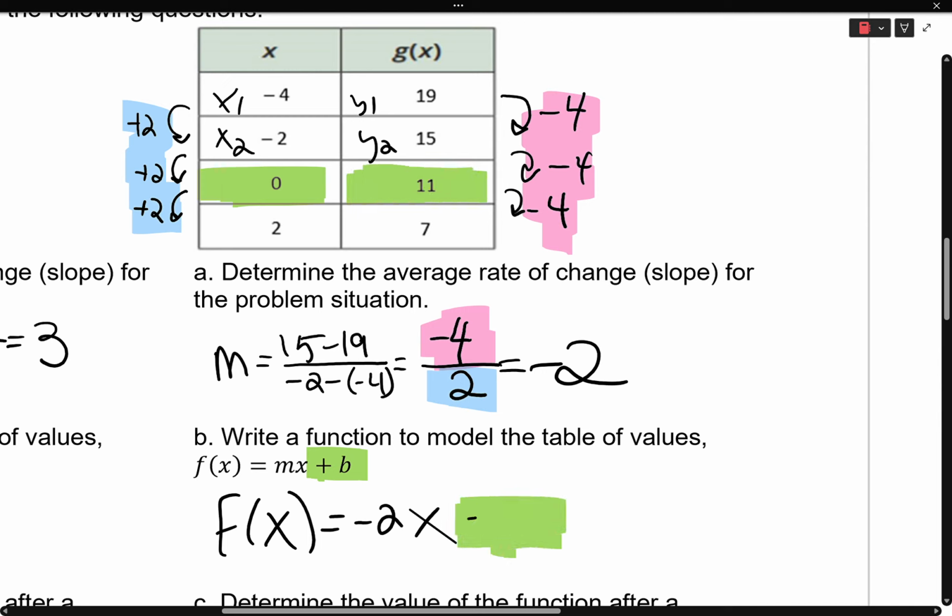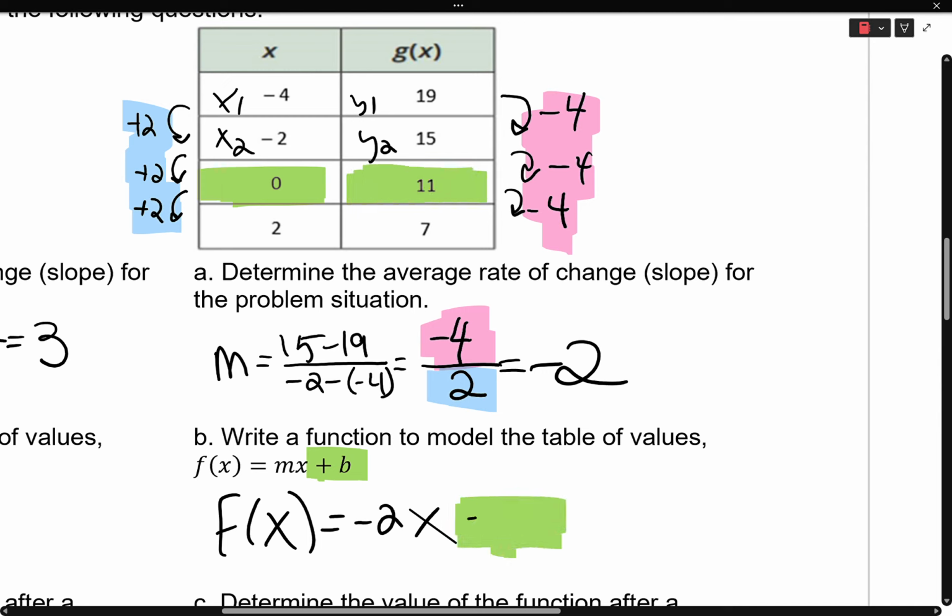For letter C, I'd like to determine the value of the function after a constant rate of 5. That means we're going to plug 5 in. So that's negative 2 times 5 plus 11. That goes straight into your calculator. Negative 2 times 5 is negative 10 plus 11 is 1. Okay.